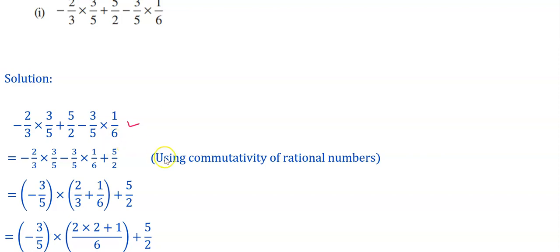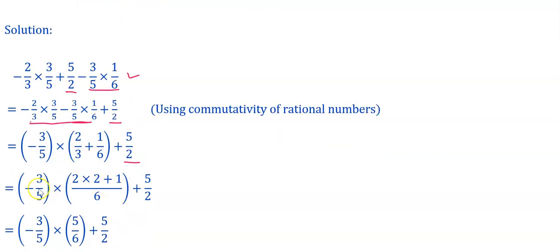We are using the commutativity of rational numbers. Means we are writing the first term and then 5 by 2 is here. Okay, see this here: 3 by 5 is common to these two terms. We are taking minus 3 by 5 as common. Then in the bracket you will get 2 by 3. We are taking the minus sign as common, therefore the minus will become plus here. If we take minus 3 by 5, then here you will get 2 by 3 plus 1 by 6, and keep 5 by 2 as it is.